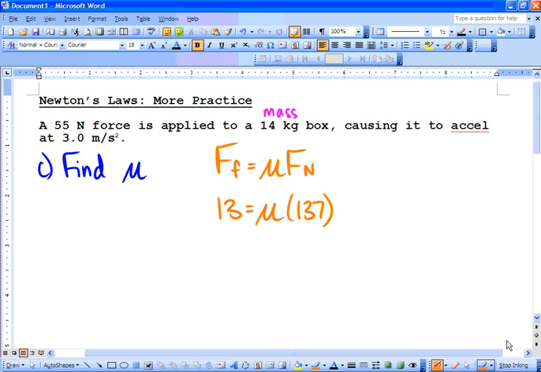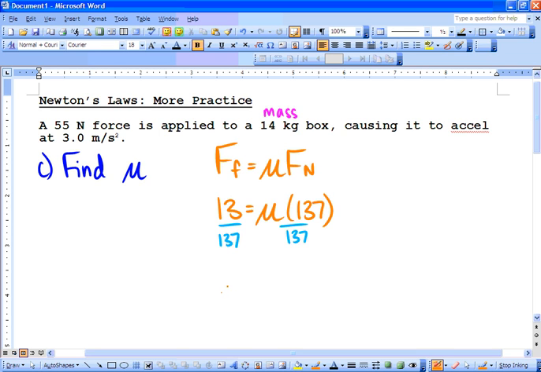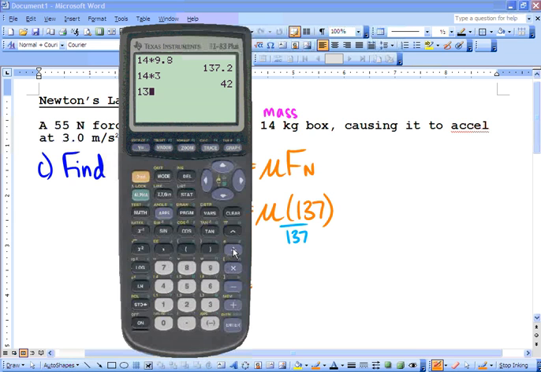So algebraically, this one's pretty darn nice. Divide both sides by 137. You can even use, what was it, 137.2, I think was the unrounded answer. If you want to go with that number for the normal force, that'd be awesome. But it doesn't really matter. 13 divided by, oh yeah, there it is, 137.2. So I might use that number just for fun. There you go. Let's go 2 or 3 sig figs.